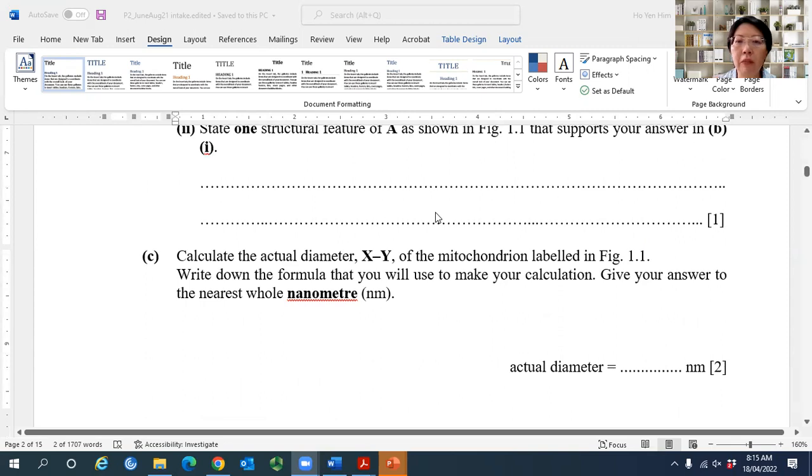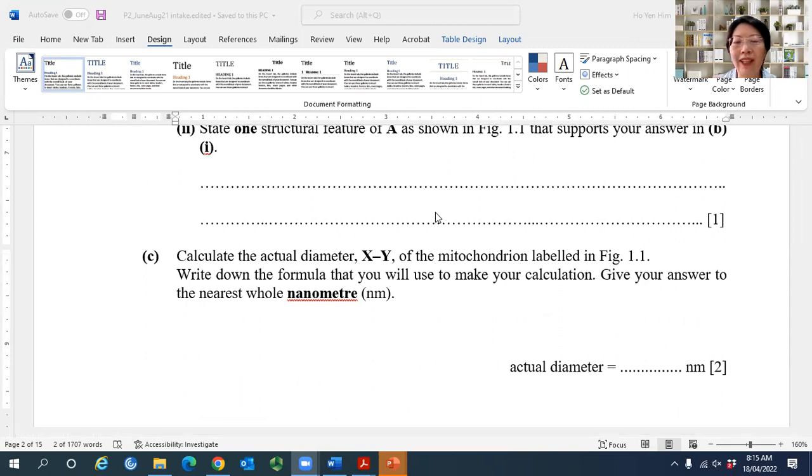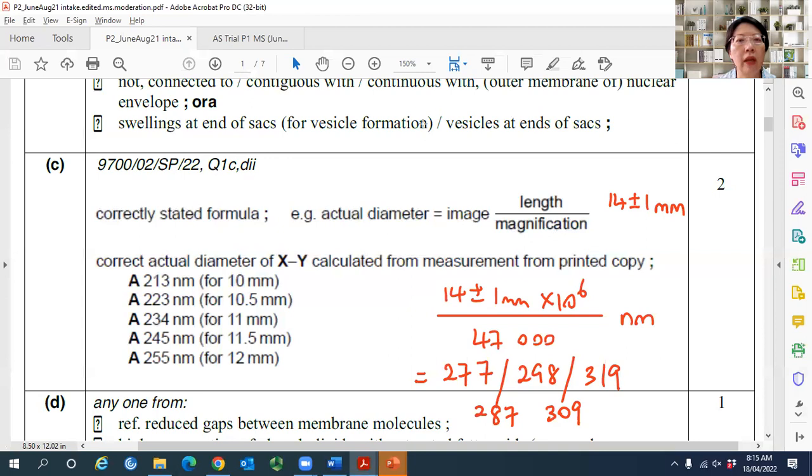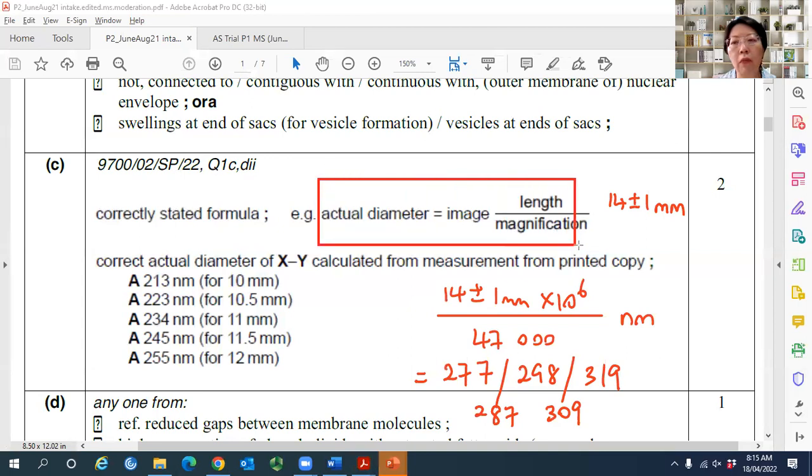And third thing is some of you lost the mark because you didn't write the formula. You didn't write the formula clearly to show your working. That's the main reason why students didn't get the mark for this question. Okay, can you see that first marking point is you need to indicate the formula.